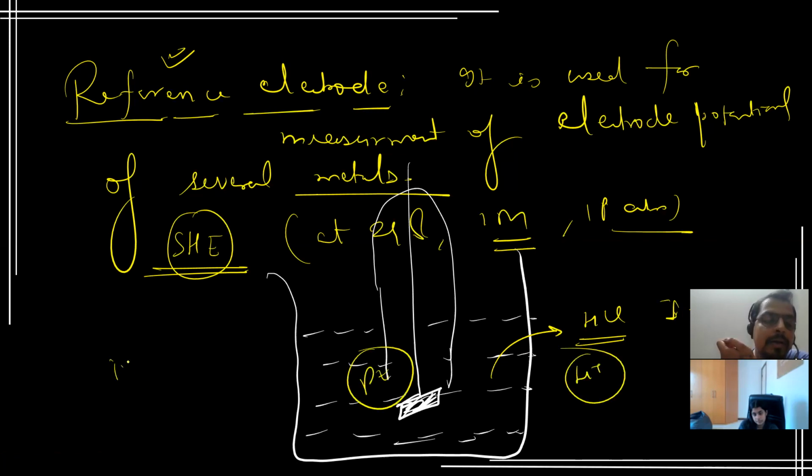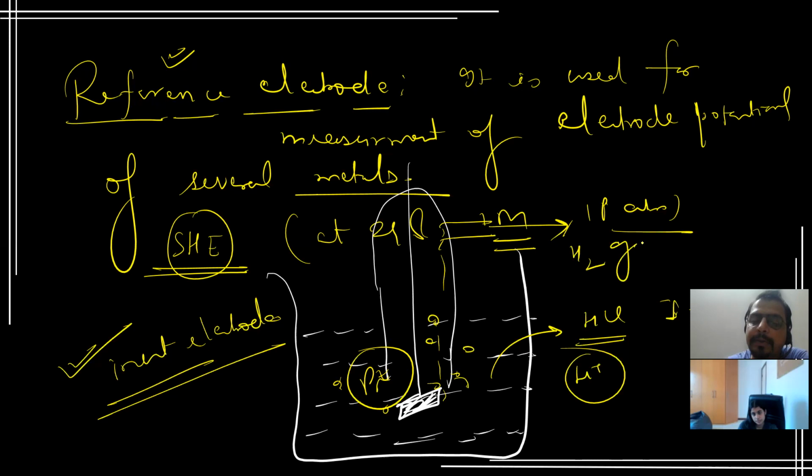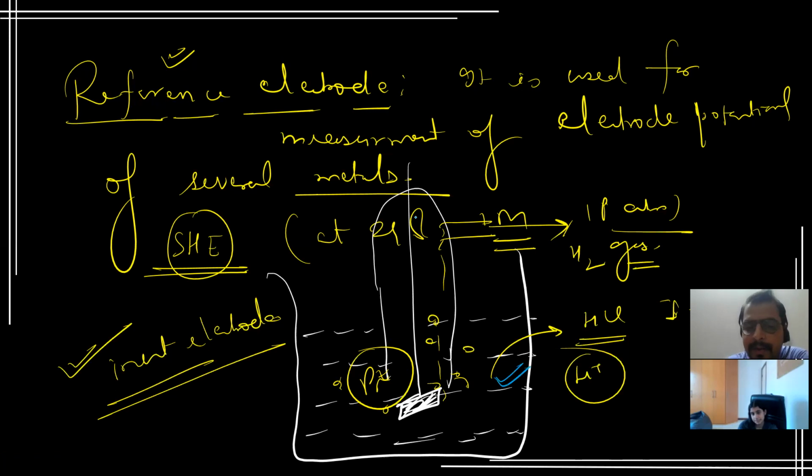Platinum is an inert electrode. Inert electrode means it won't participate in the chemical reaction. It will only allow the electron exchange. So after a certain time, there is a bubble of gas that comes out to the upper part of this particular chamber. This is called H2 gas. Are you clear with the diagram? Okay. So here, this electrode is an inert electrode.